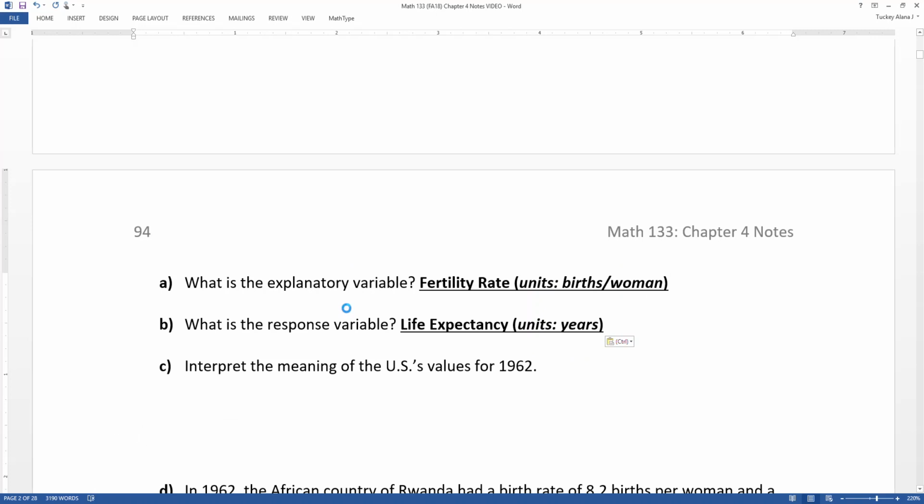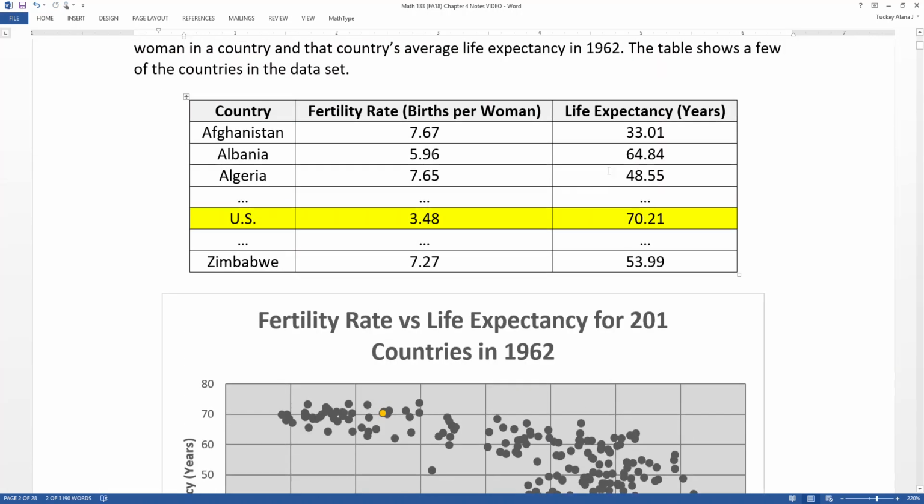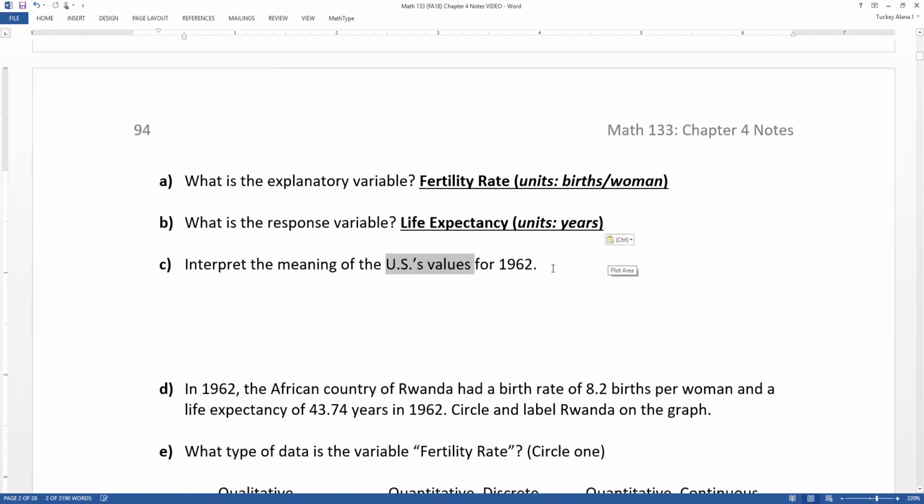All right, so now let's look at the US's values. The US was 3.48 and 70.21. So let me write that up.